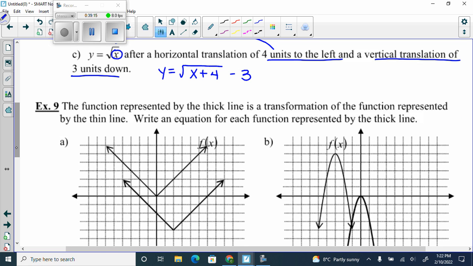This one we just have to read a little thoroughly. It says, the function represented by the thick line is a transformation of the function represented by the thin. So the thin's the original. The original is f of x. So what did I do? I went 2 to the right, and I went 4 down. So I'm going to have y equals f. If I want to go 2 to the right, I'm going to actually need what? X minus 2. And I want to go 4 down, so I'm going to minus 4.